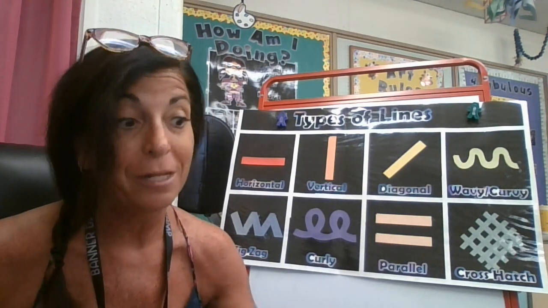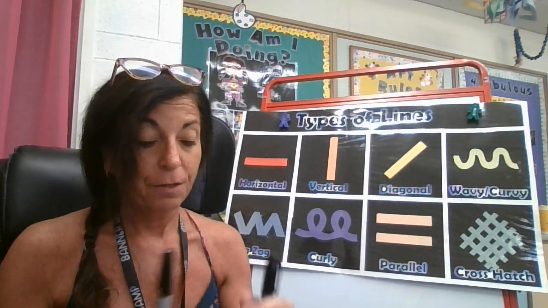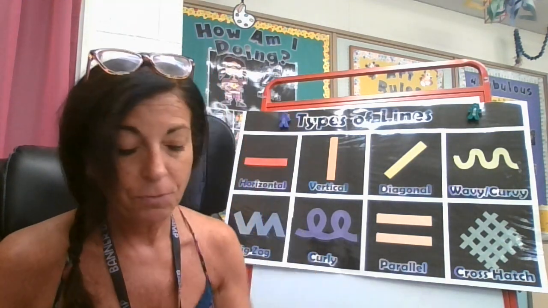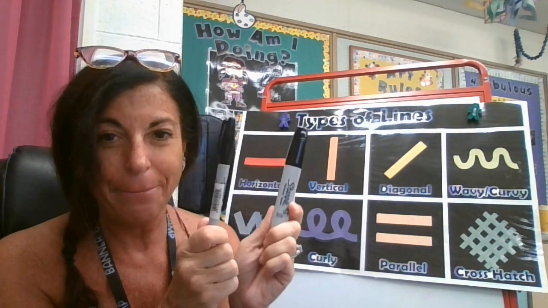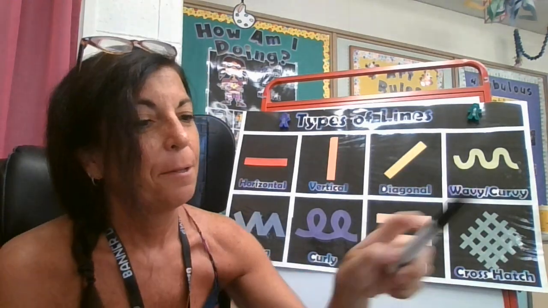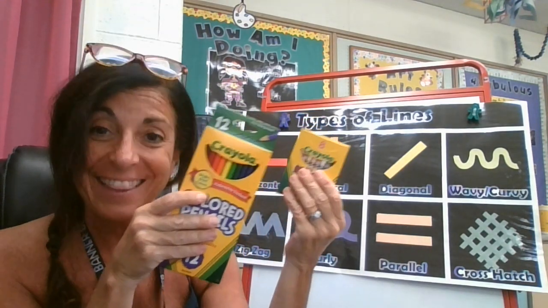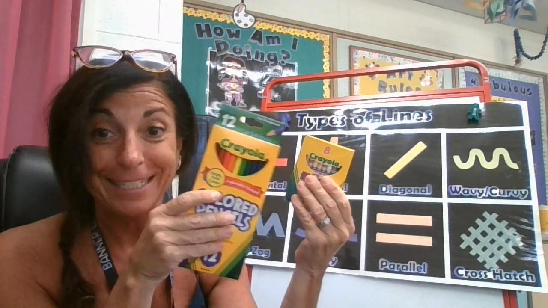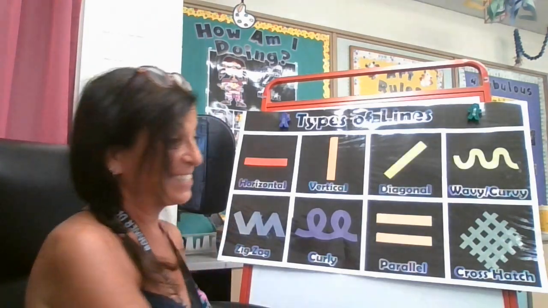So I want you to get yourself a piece of paper, just like this. I want you to get yourself a black marker. You can use a black marker like this, or you can use a Sharpie marker. I actually like Sharpie markers. I think they are the best. You will also need either crayons or colored pencils, and we're going to use these at the end to finish our abstract designs we're going to be creating today. So let's get started.